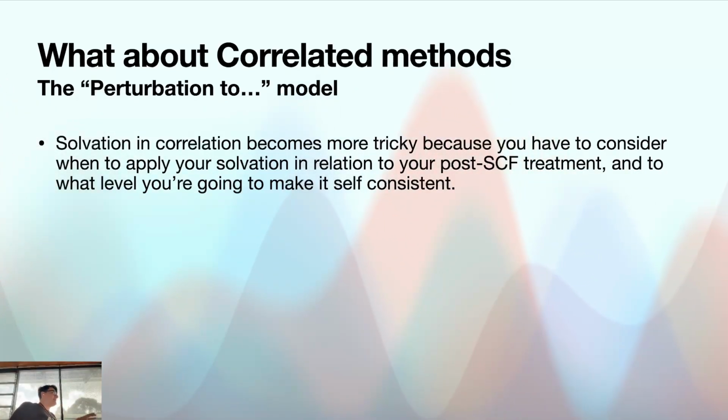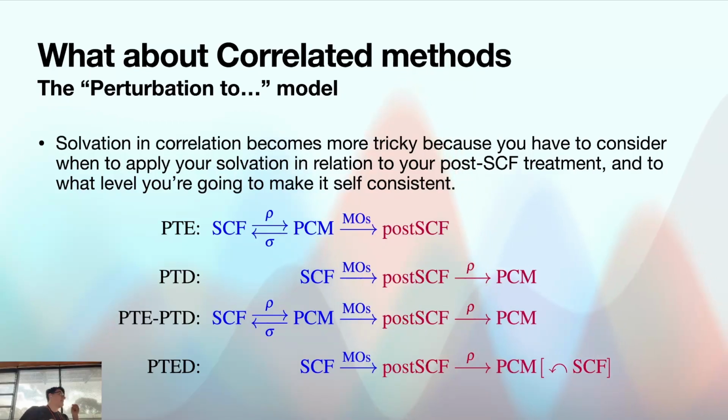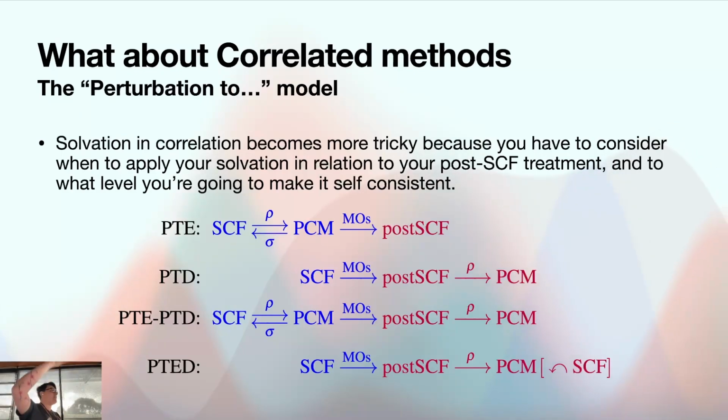In correlated methods instead, we have these 4 approaches really. There's technically one more that'll pop up a bit later, but these are where you apply them. So in PTE, you're doing non-correlated solvation, and then you're applying your correlation as a correction to that. In PTD, you're kind of doing everything in gas phase, and then you're applying solvation. In PTED, you're doing both. So you're doing ground state in solvent, doing correlation, and then reapplying solvent with your correlated wave function.